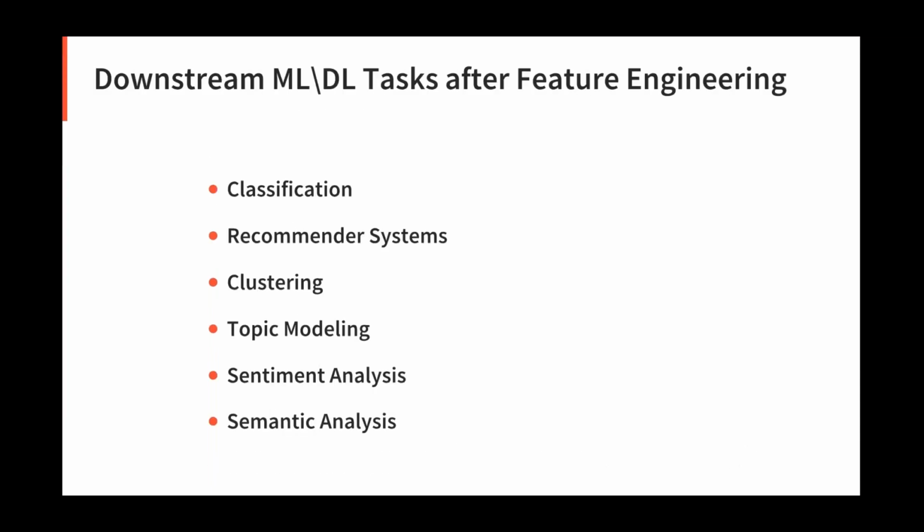So once you do feature engineering and once you have the feature vectors, these are some of the downstream machine learning or deep learning tasks you can do after feature engineering, right? Like you can classify text data, you can build recommendation systems, you can cluster, you can build topic models, you can analyze the sentiment, you can do semantic analysis, like find out potential relationships across different entities in your data.